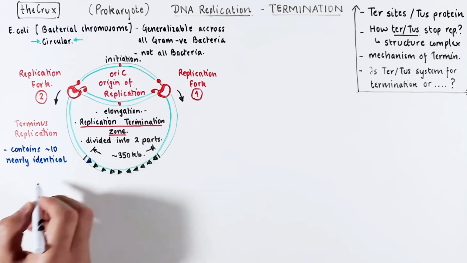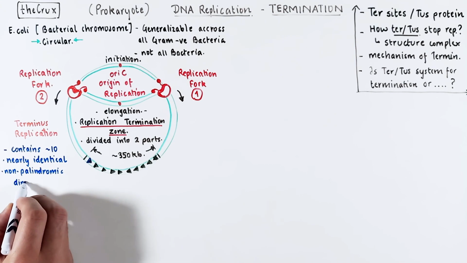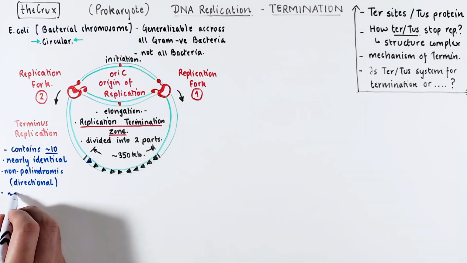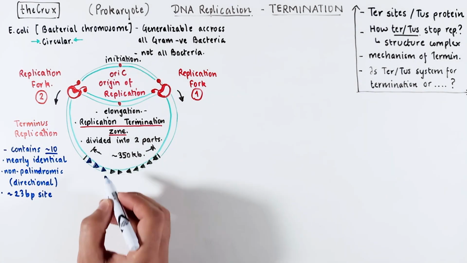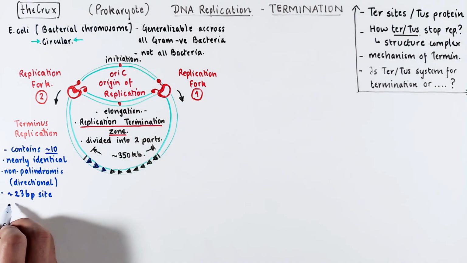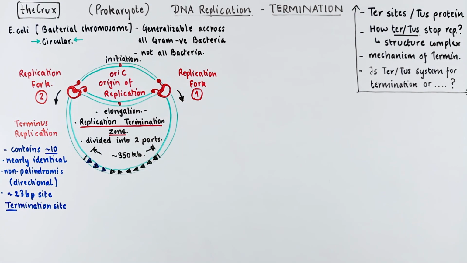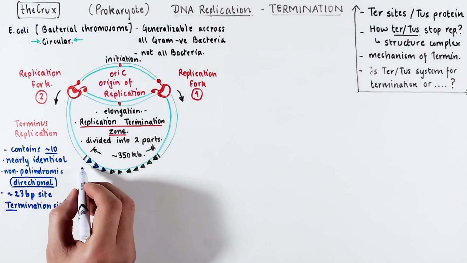They're not palindromes, so that means they have some sort of directionality to them. And all these 10 sites are give or take somewhere around 23 bases in length. So each of these arrowheads is 23 bases in length. And each of these sites is called a termination or Ter site. The key thing to remember is that these are directional.